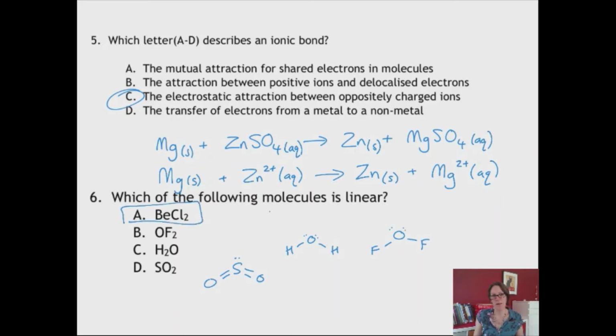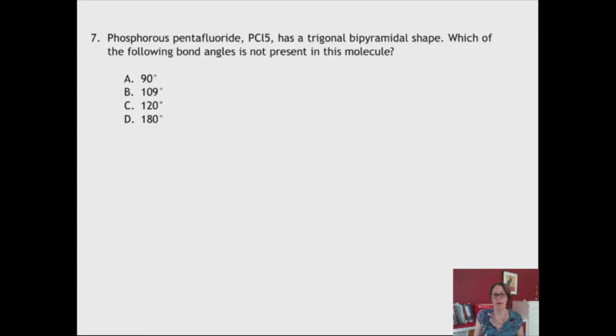So it's beryllium chloride, and that is because beryllium is in group 2. Beryllium sort of behaves very much like a non-metal. And I realise I put a B there, sorry, but it would be linear, no lone pairs. Okay, phosphorus pentafluoride has a trigonal bipyramidal shape.